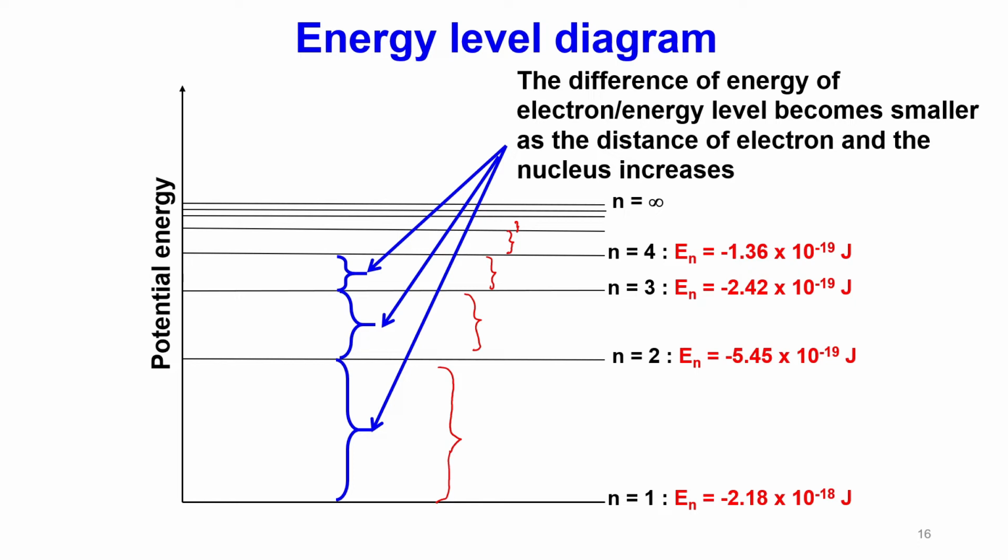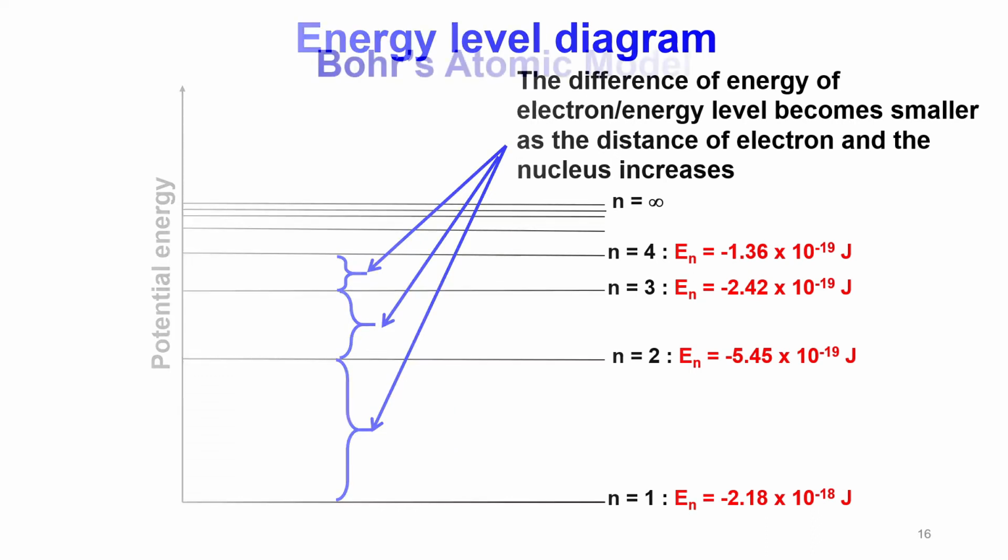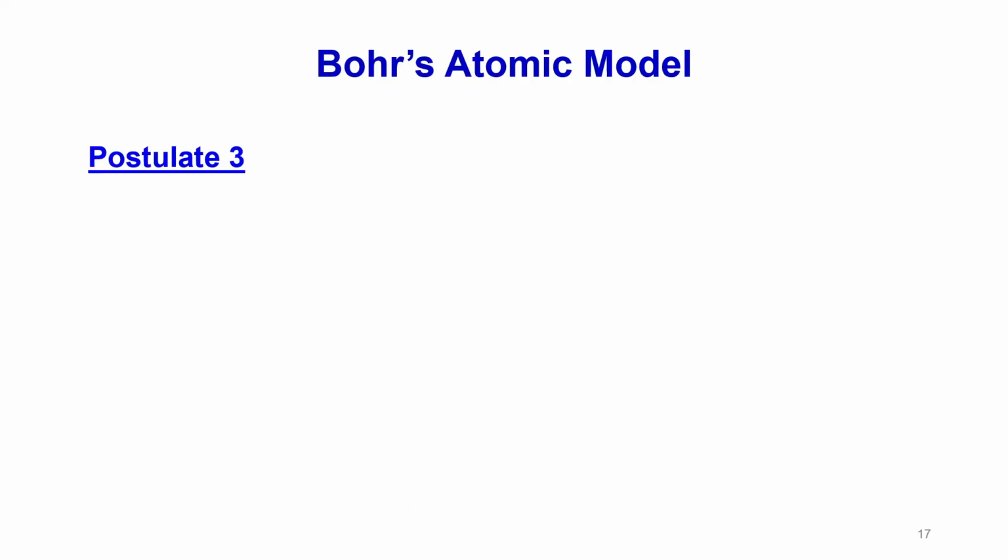So the difference of energy between electron energy levels becomes closer as the distance of the electron from the nucleus increases. Bila dia semakin meningkat, jarak dia akan semakin tinggi, jauh, dia punya jarak tu semakin rapat. Okay, alright. So kita tengok postulate number 3.